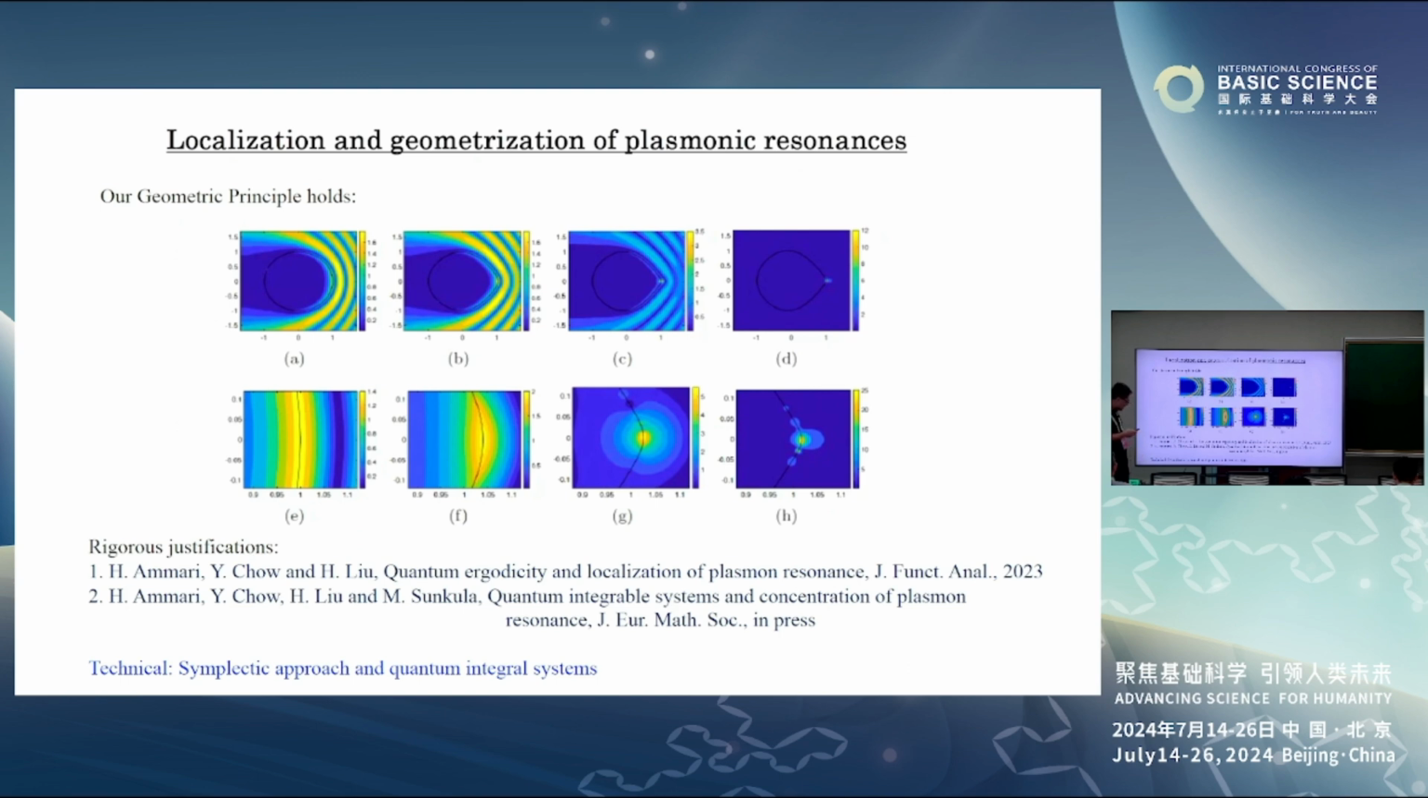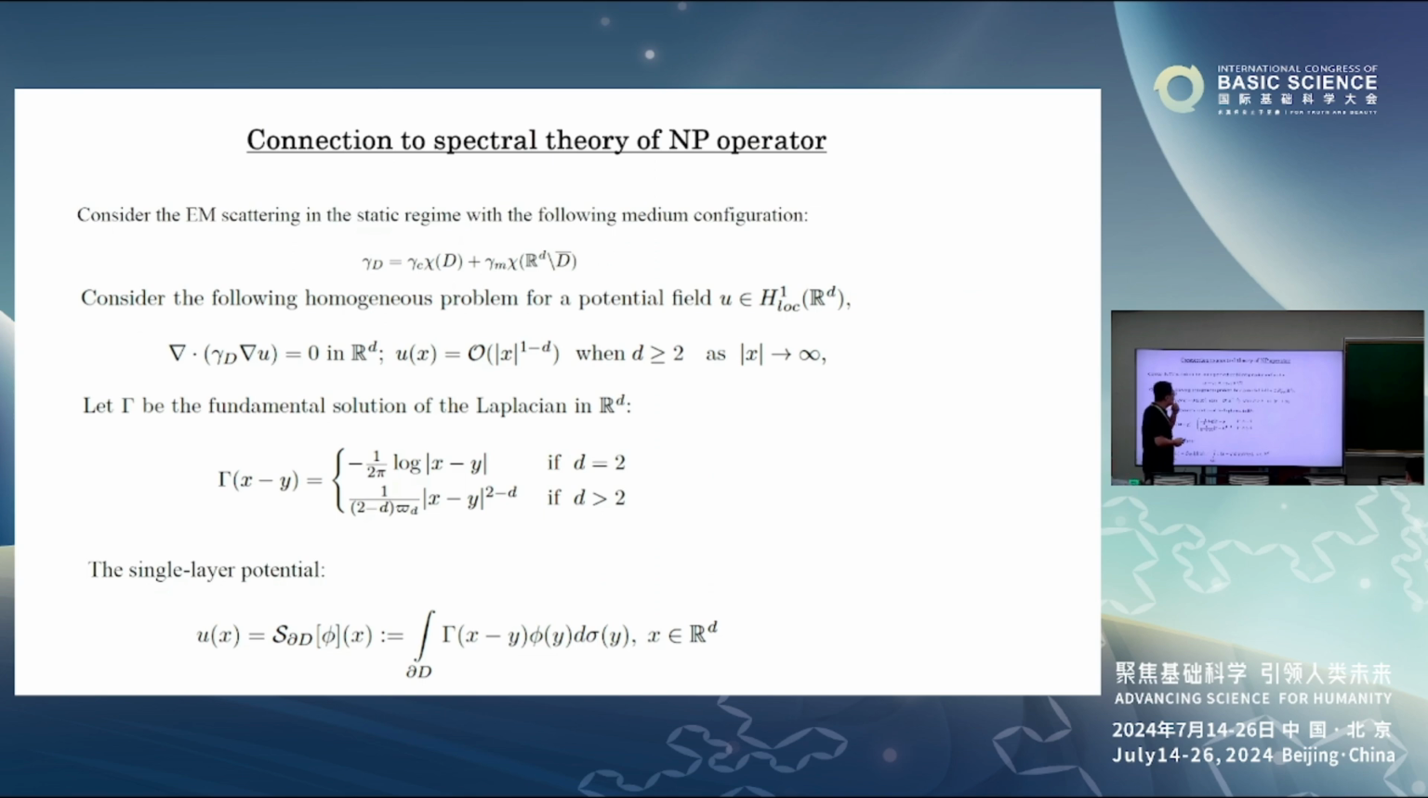So the mathematical tools we developed are based on the so-called symplectic approach, and this is quantum integral systems. And to do this theoretical analysis, we have to connect to the spectral theory of the so-called Neumann-Poincaré operator. How to do that? Let's recall, we want to find a non-trivial solution to this Laplace operator. And actually we can introduce this linear potential theory again.